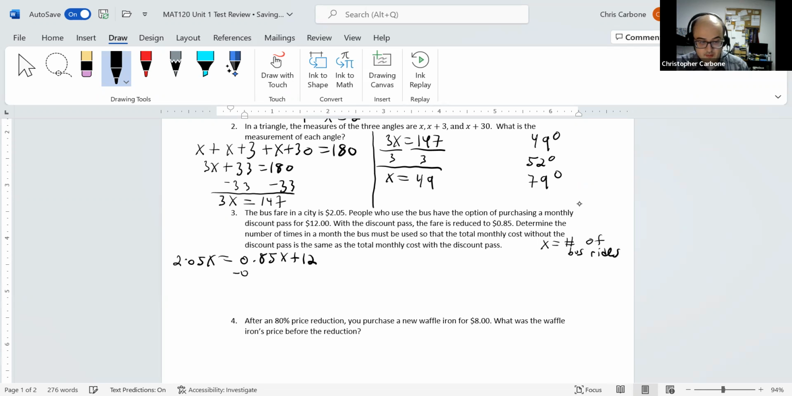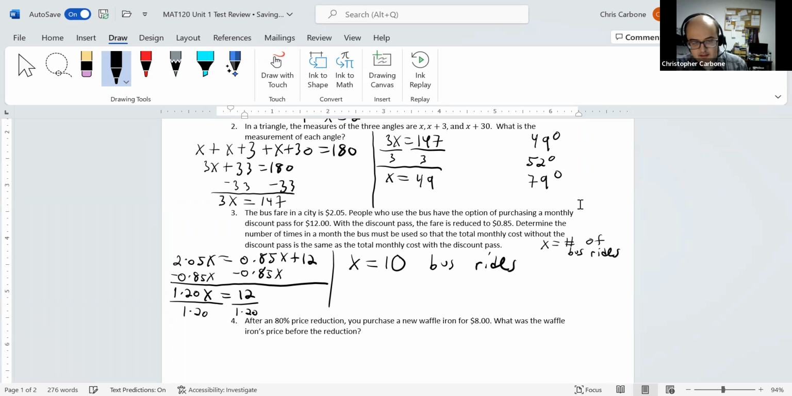So we could subtract that 0.85x. And we are left with $1.20 times x is equal to 12. So dividing by the $1.20, x here would be equal to 10 bus rides. And in this case, it makes sense because we would get $20.50 on either side.